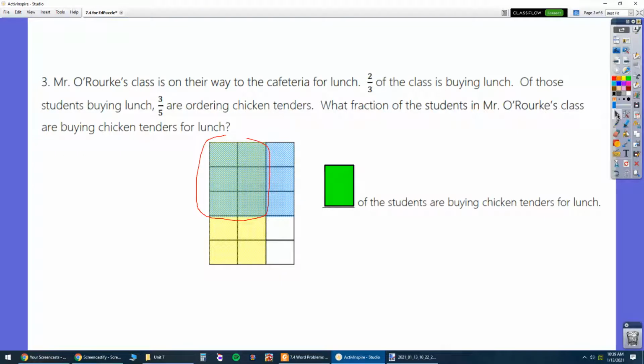So what would be our fraction that's buying lunch and they're also buying chicken tenders? Well, the yellow section bought lunch. The blue section bought chicken tenders.